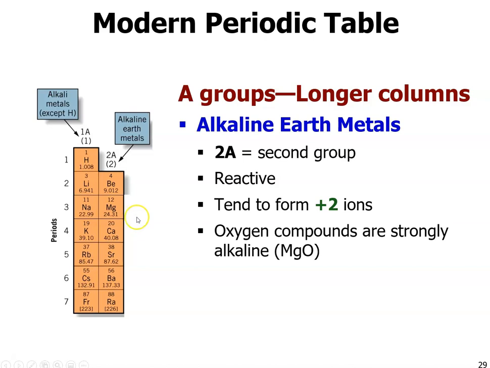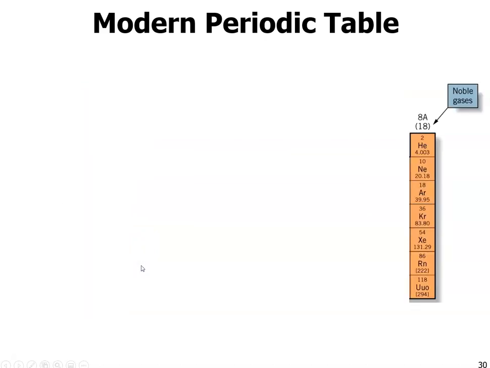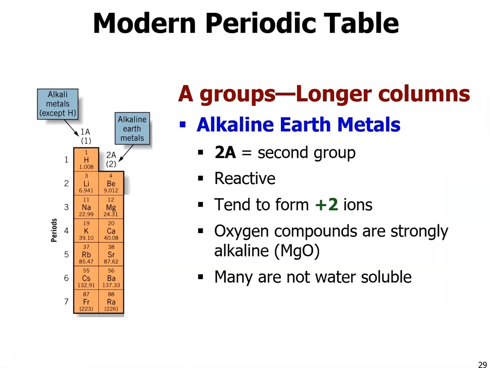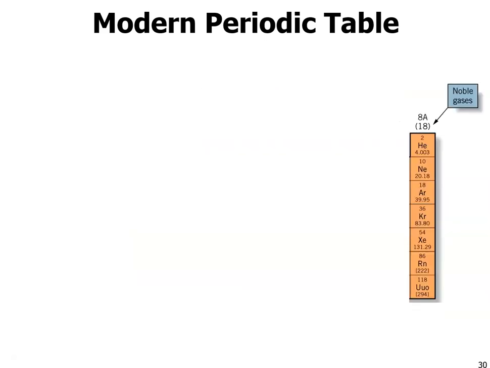They also like to form compounds with oxygen. These, for example, magnesium oxide, are also strongly alkaline or basic compounds. But these, in contrast to the first column, the second column, are typically not as water soluble. I'm going to move on from the first two columns, and we're going to switch over to the right side now. And we're going to start with the noble gases.